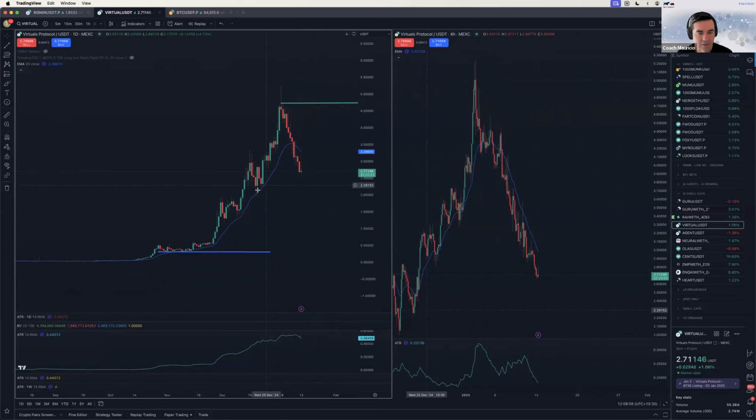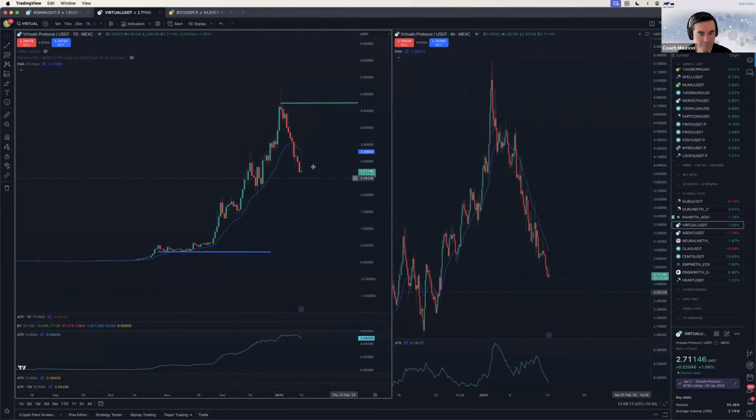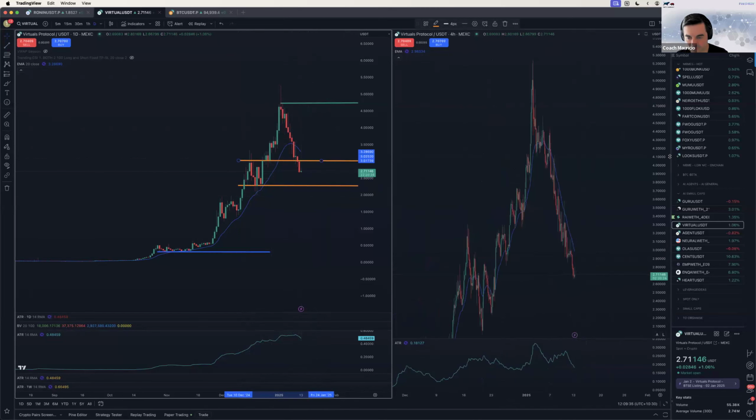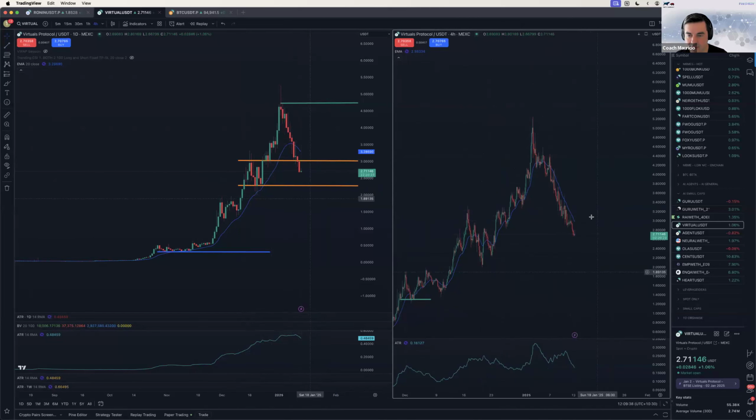So I'm still on the sidelines. But if I say Virtuals is really good, then my next level, I think this could be a really good level to buy. We might get it, we might not, depending on whether the market recovers. I think this is the box. Not a bad idea to start looking to buy here, but still there's no reaction from the market.